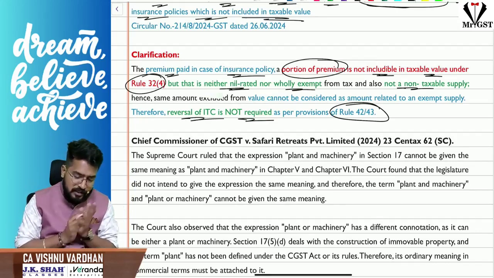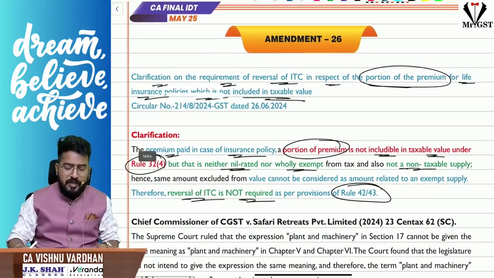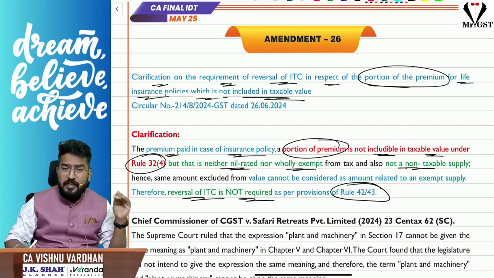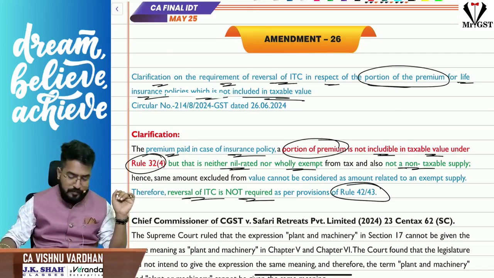A very simple and small clarification. For any insurance premium you pay on life insurance, some portion of the amount is deducted from the value of supply because of valuation rules. For that purpose, you need not reverse any ITC under rule 42 or 43. That is the clarification.